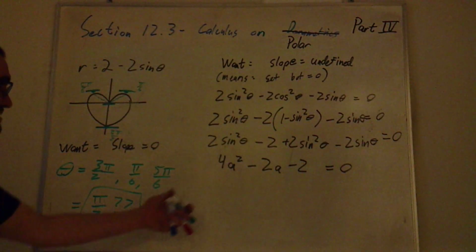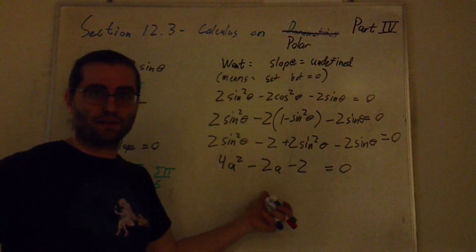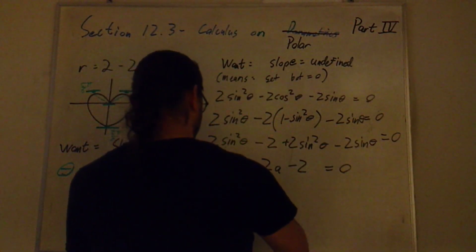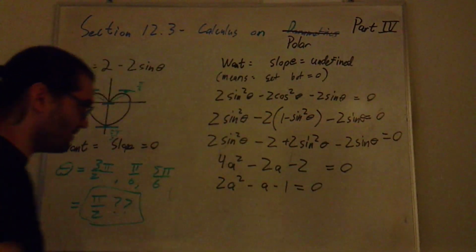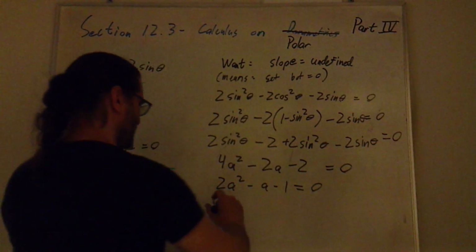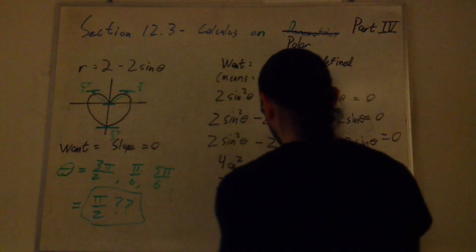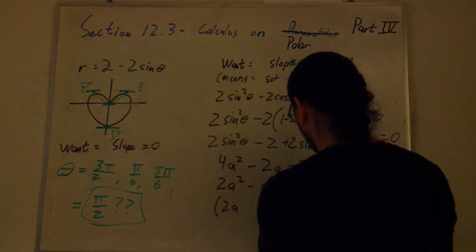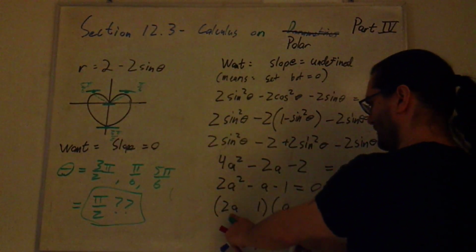And this is now just a quadratic. So I can divide by 2. 2a squared minus a minus 1 equals 0. I can factor this out pretty easily, honestly. I need a 2a and a 1 and an a and a 1. This will give me the 2a squared on the front end.